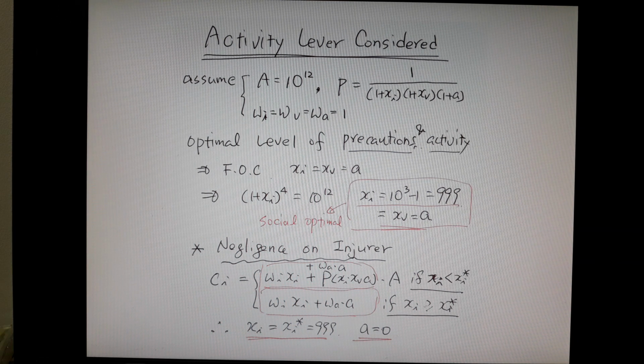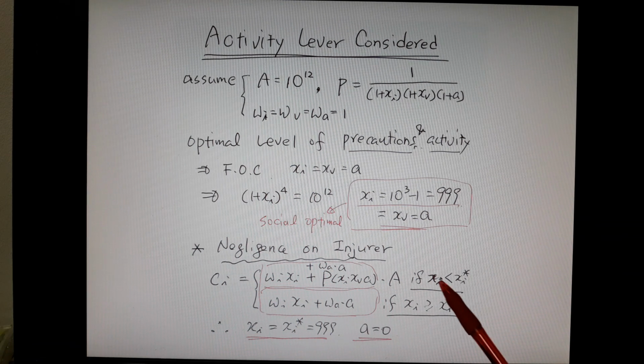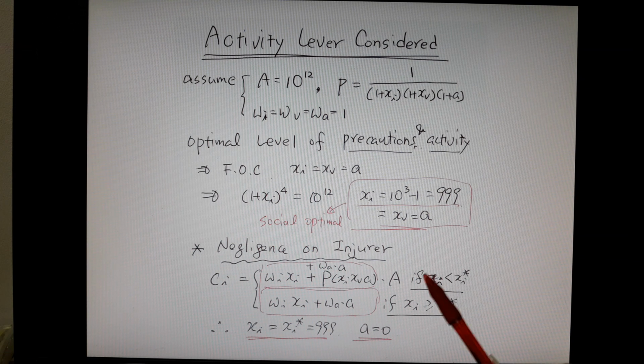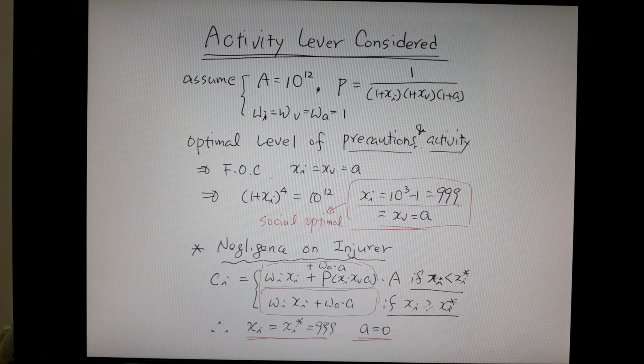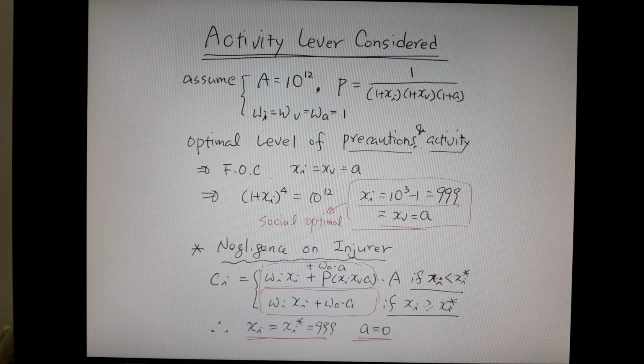In this case, what would the injurer do? This is a very important point. Because if the precaution level xi is smaller than xi star, he should be responsible for the damage from the accident, every amount of it. So he doesn't want that. He would choose xi bigger than or equal to xi star, 999. So xi would be the same as 999, so that the injurer would not be responsible if there is any accident.